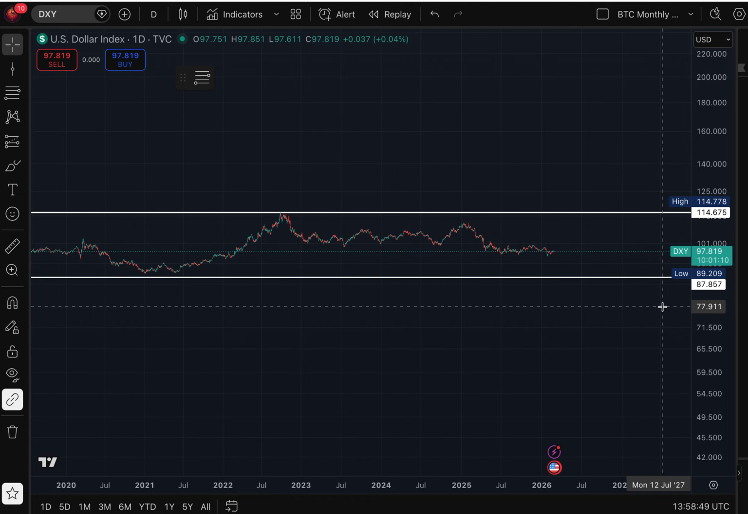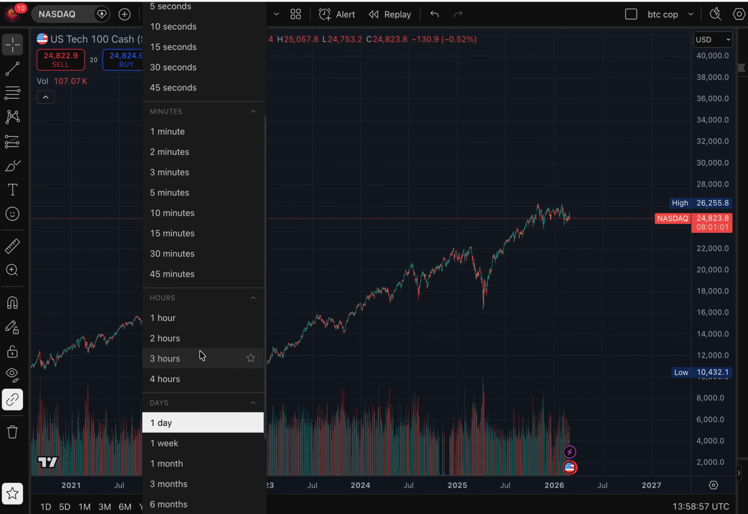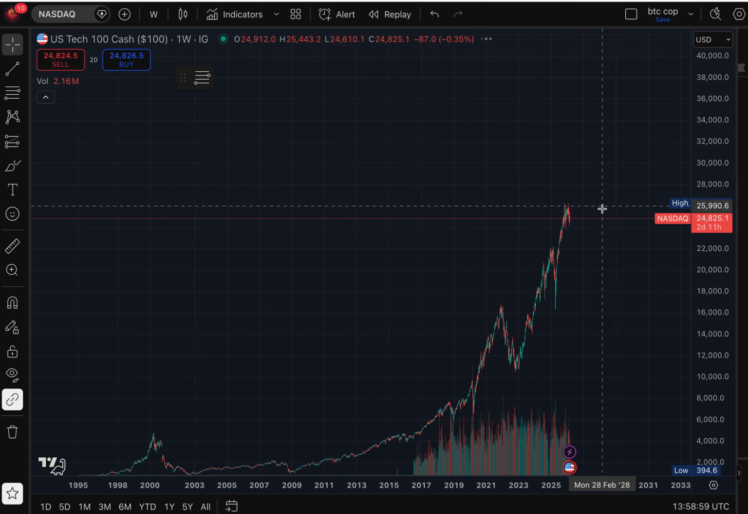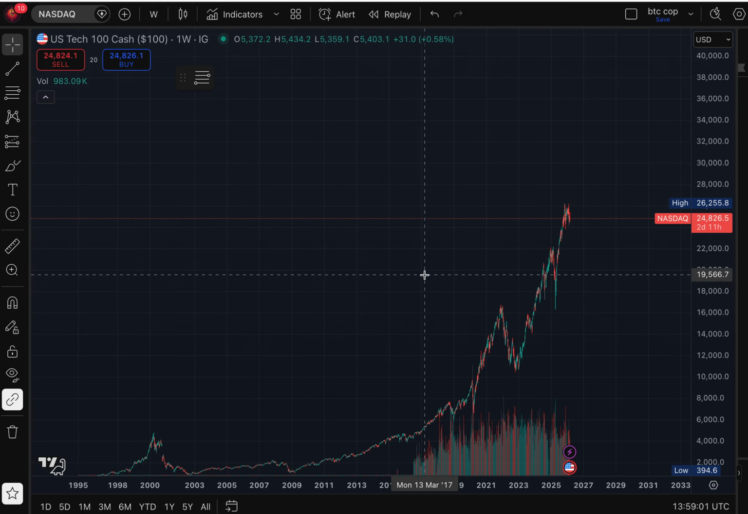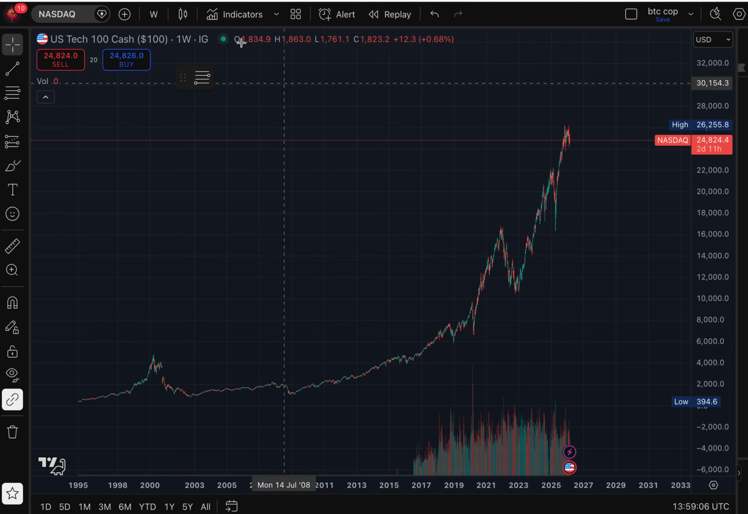But that's only one factor, because when we look at things like the Nasdaq, you can see we're basically at all-time highs. If we're putting it into the weekly, it's literally at all-time highs, which is showing that when we have that weaker dollar, we are doing well.